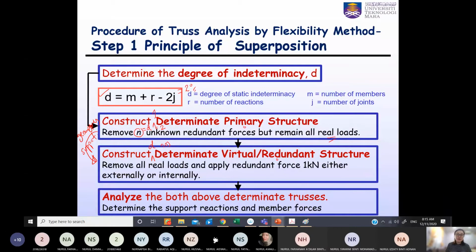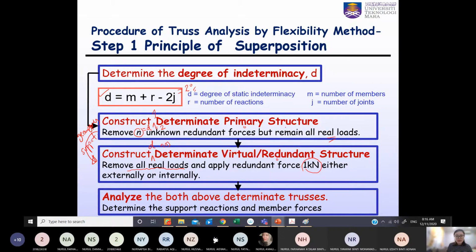But now you need to do some treatment to your redundant structure, where you remove all the real loads. Then you apply back redundant force 1 kilonewton. This redundant force, I would say 1 unit redundant force, because it would depend on the type of structure. It might be 1 kilonewton, it might be 1 newton, it might be 1 kilonewton meter. So it depends on what type of redundant force that we want to apply.